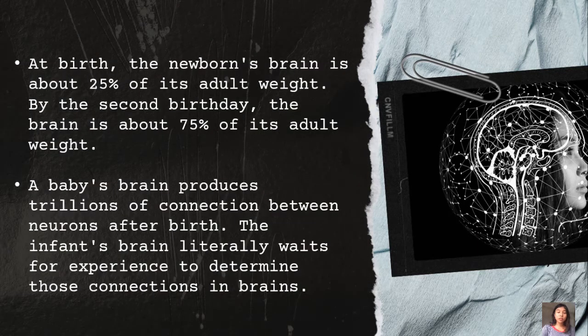At birth, the newborn's brain is about 25% of its adult weight. By the second birthday, the brain is about 75% of its adult weight. A baby's brain produces trillions of connections between neurons after birth. The infant's brain literally waits for experience to determine those connections in the brain. The connections that are unused or seldom used will be eliminated.